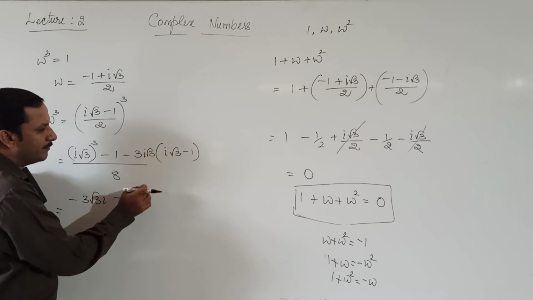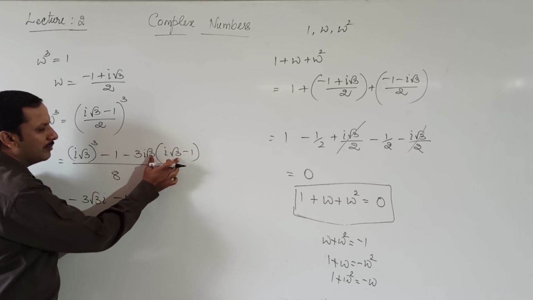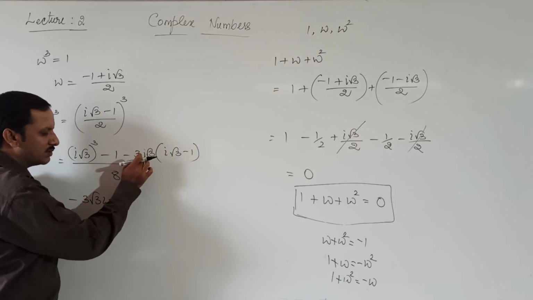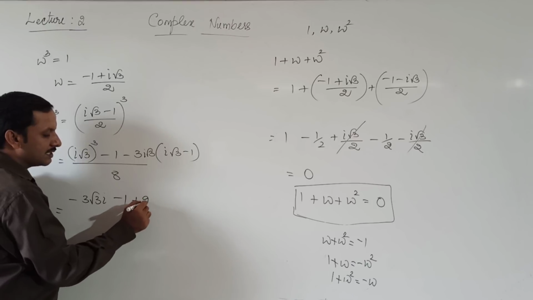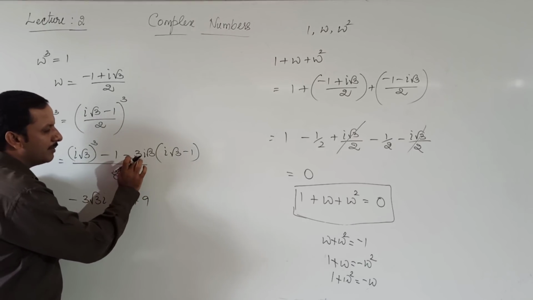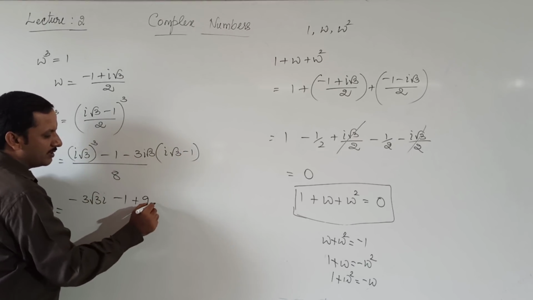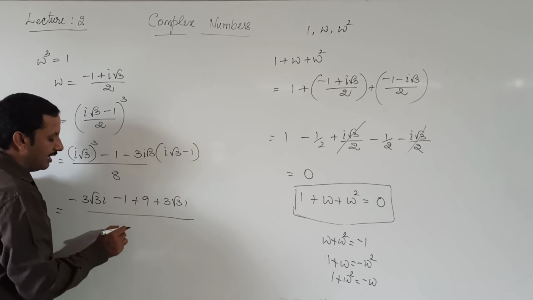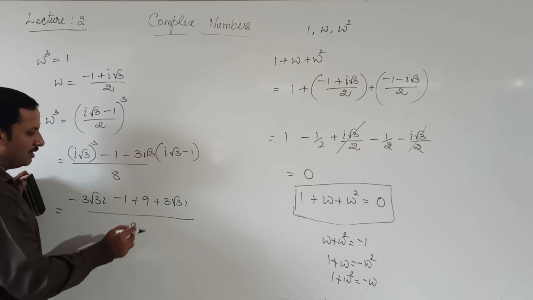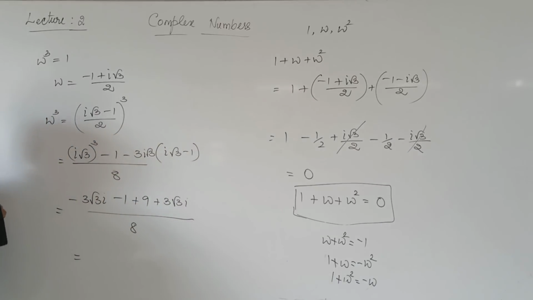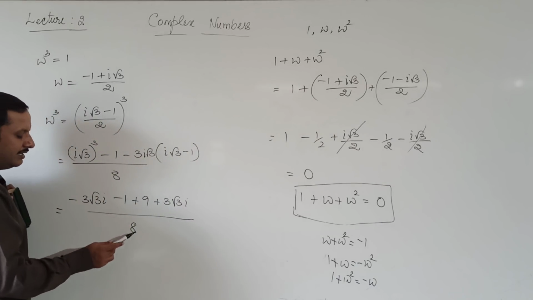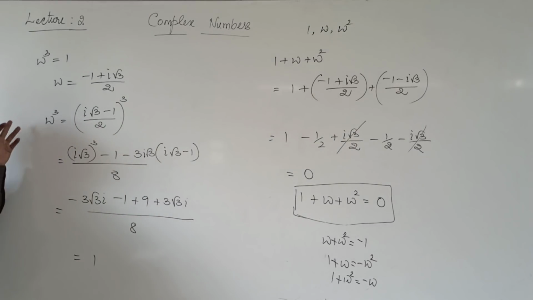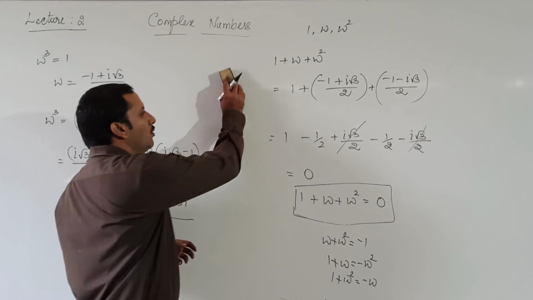In this product, root 3 into root 3 will become 3, 3 into 3 is 9. i into i is i square, minus 1 into minus, so this will become plus 9. And here, minus 3i root 3 into minus 1, so that will give you plus 3 root 3 i, divided by 8. Observe, 3 root 3 i minus 3 root 3 i gets cancelled. 9 minus 1 is 8, and 8 by 8 is equal to 1. So we observe that omega cube is equal to 1.